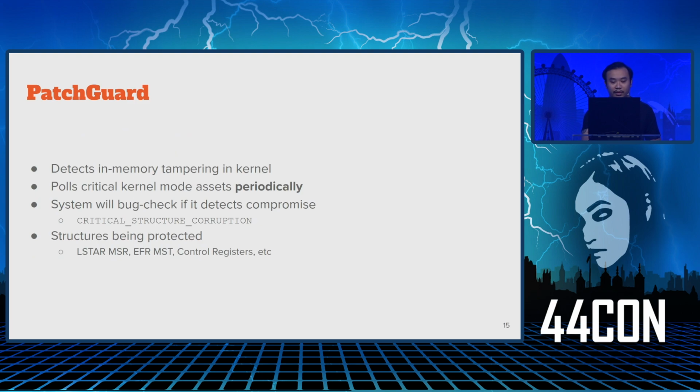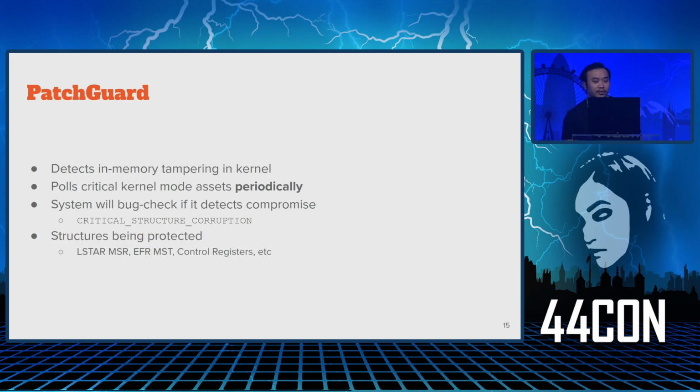So next one is PatchGuard, right? So what is PatchGuard? PatchGuard detects in-memory tampering in the kernel. The way it works is that it polls critical kernel mode assets periodically. So that means that it doesn't just watch the structure all the time. It checks in once in a while, and then if it detects a compromise, it'll bug check with the code critical structure corruption.